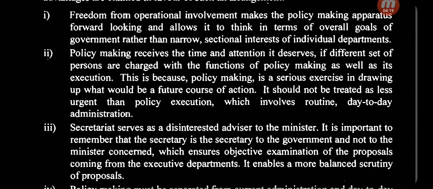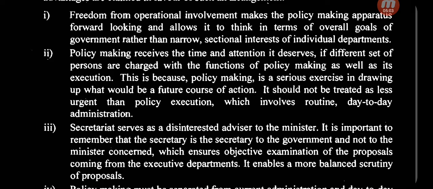Number 1, freedom from operational involvement makes the policy making apparatus forward looking and allows it to think in terms of overall goals of government rather than narrow sectional interest of individual departments. Second, policy making receives the time and attention it deserves. If different sets of persons are charged with the functions of policy making as well as its execution, this is because policy making is a serious exercise in drawing up what would be the future course of action. It should not be treated as less urgent than policy execution, which involves routine day-to-day administration.